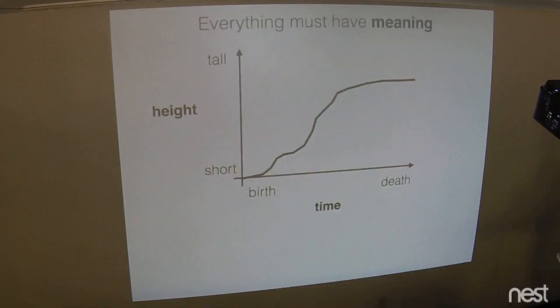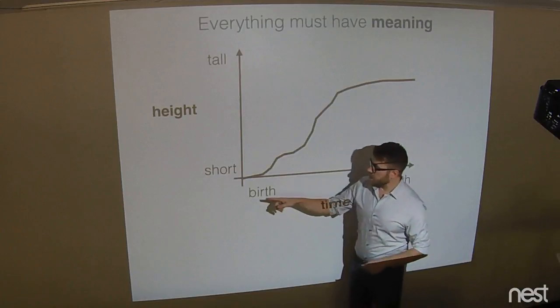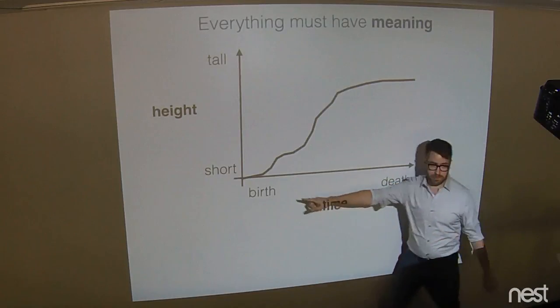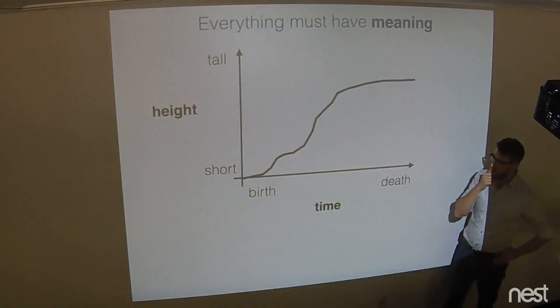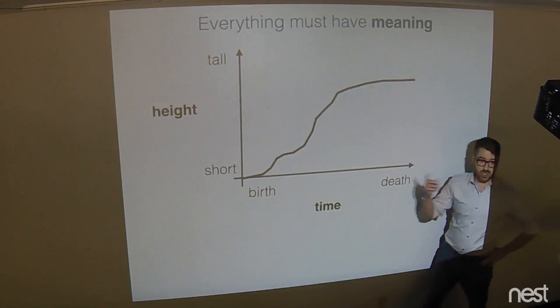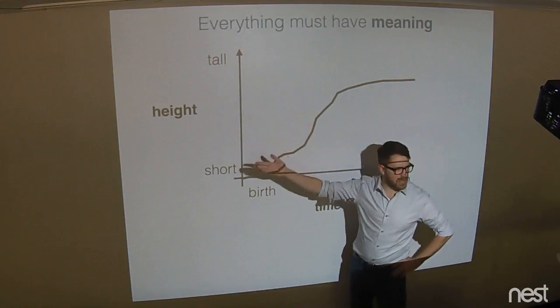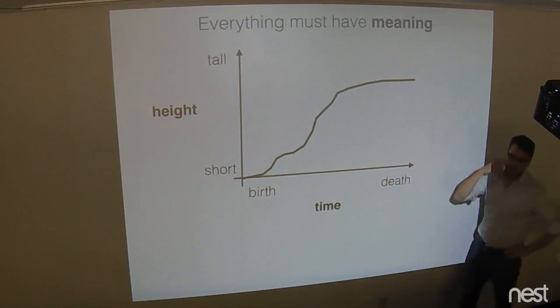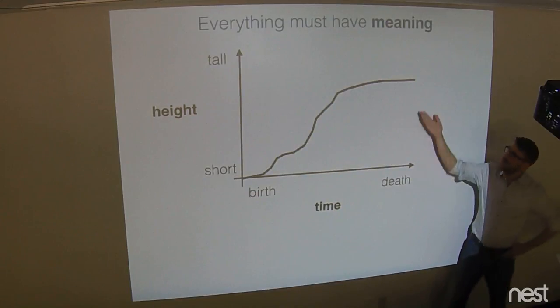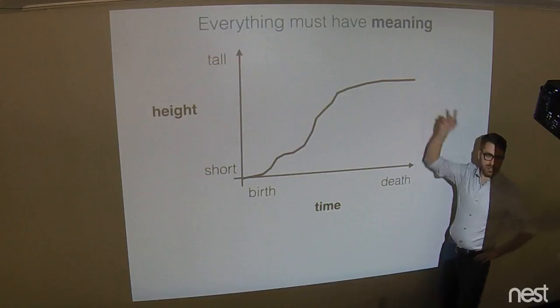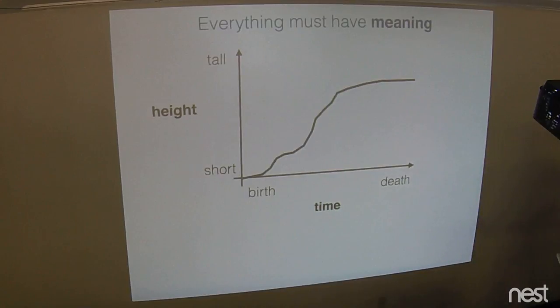For example, here's a very simple graph. Height versus time. Let's say this is of a person. Time being birth and death, that's an understandable axis. Height being short to tall, maybe in feet. We can tell a story about growth spurts, how you plateau, maybe it dips down a little bit, people shrink at the end of their life for some reason. There's a whole story you can tell here. And it makes sense. It has meaning.